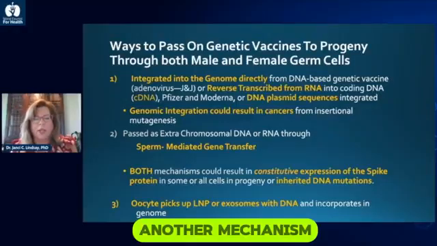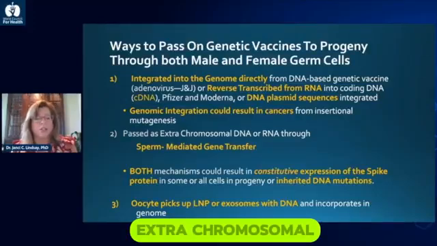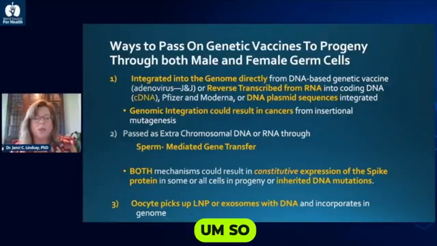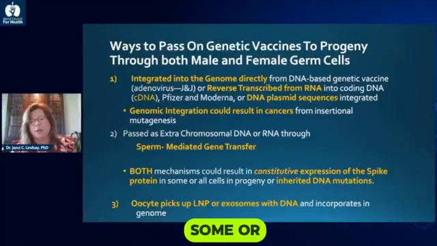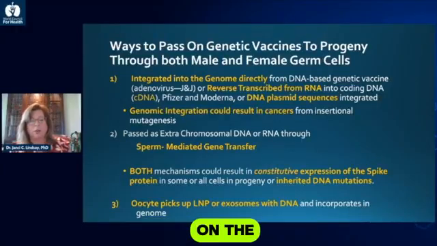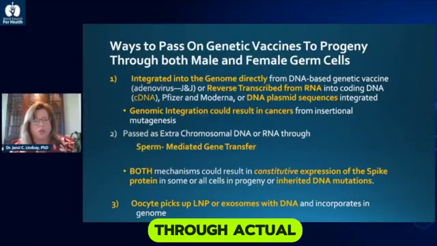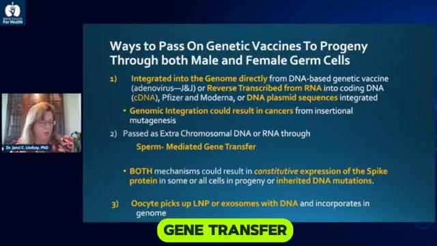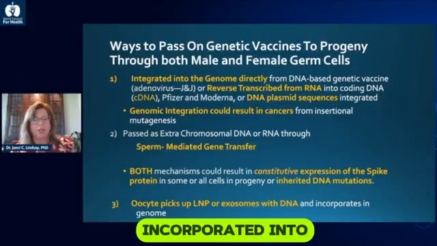But there is another mechanism by which you can pass on functionally expressed spike protein, and that would be through extrachromosomal DNA or RNA through sperm-mediated gene transfer. So both of these mechanisms could result in a constitutive expression of the spike protein in some or all cells of the progeny, depending on the way it's inherited. But again, less likely through actual integration into the genome, more likely through this mechanism called sperm-mediated gene transfer. So oocytes can also pick up exosomes or LNPs, and of course, the DNA can be incorporated into the genome.